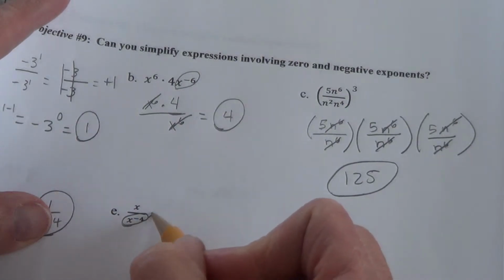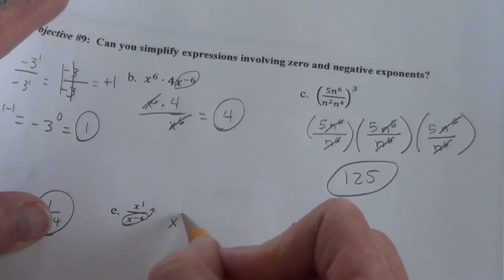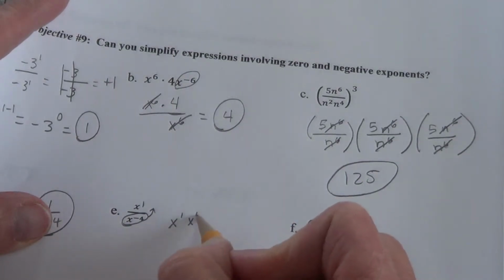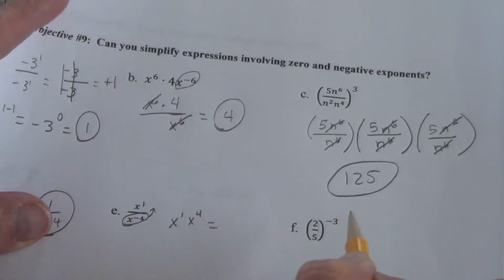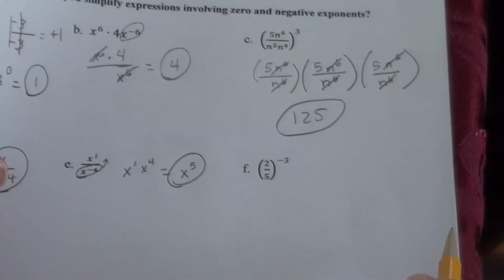That x to the negative 4th needs to be brought to the top. That's an x to the 1st that's up there. So it'll be x to the 1st times x to the 4th. Expand those out, we'd find that we have 5 x's being multiplied together.